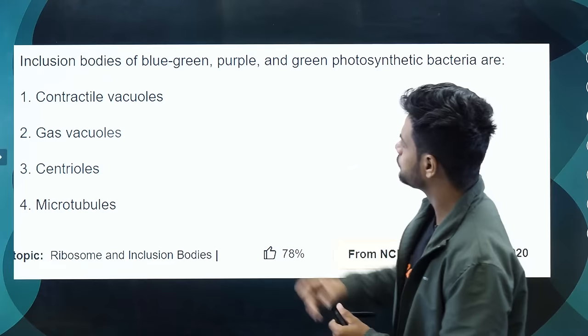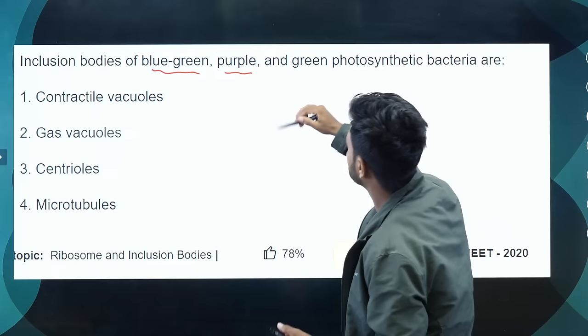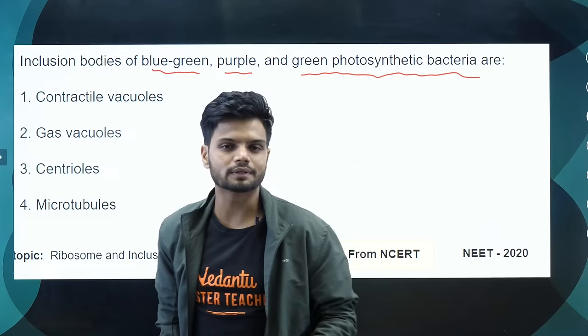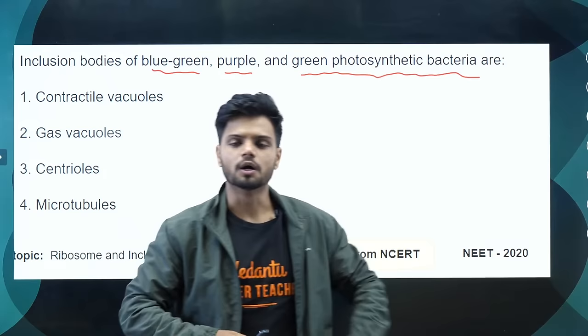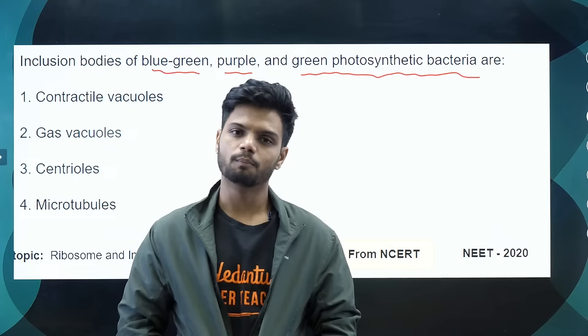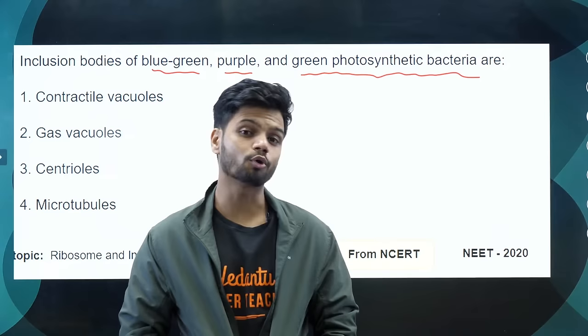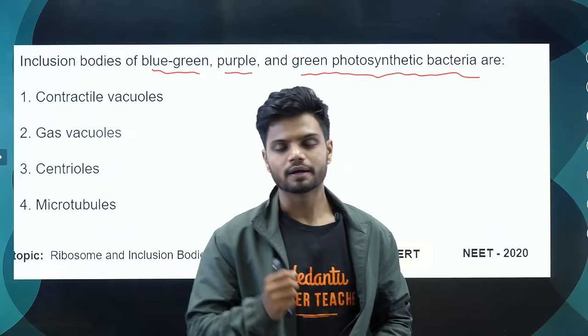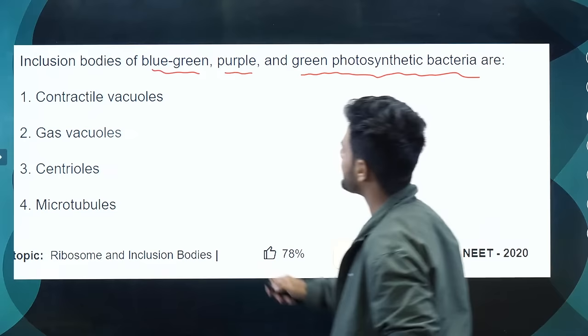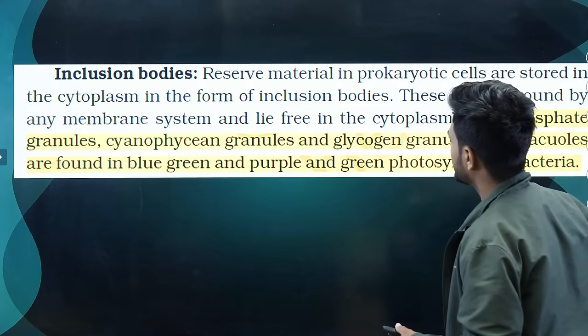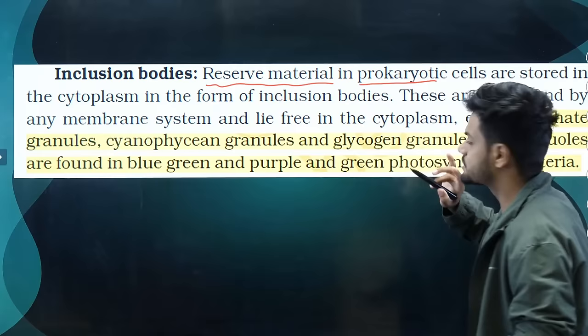Next question. Inclusion bodies of blue-green and purple and green photosynthetic bacteria are called as. First of all, tell me in the chat, are inclusion bodies part of prokaryotes or eukaryotes? All of you will tell me they are part of prokaryotes. Yes. Now, what is the function of inclusion bodies in prokaryotes? Their function is mainly storage. In the case of blue-green, purple, or green sulfur bacteria, it is gas vacuoles. It is the reserve material, stored in the cytoplasm.